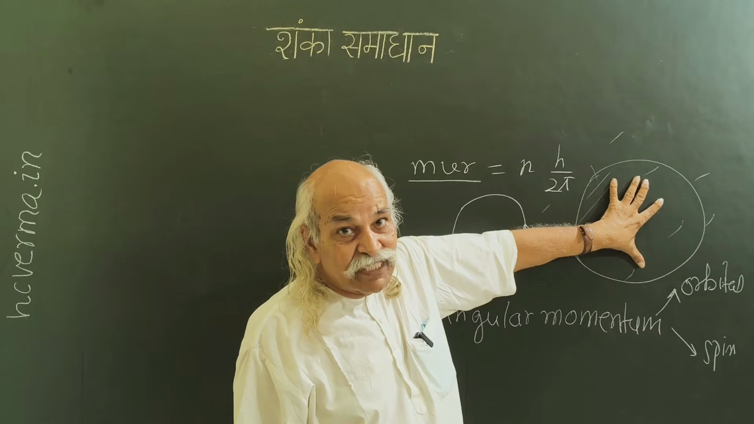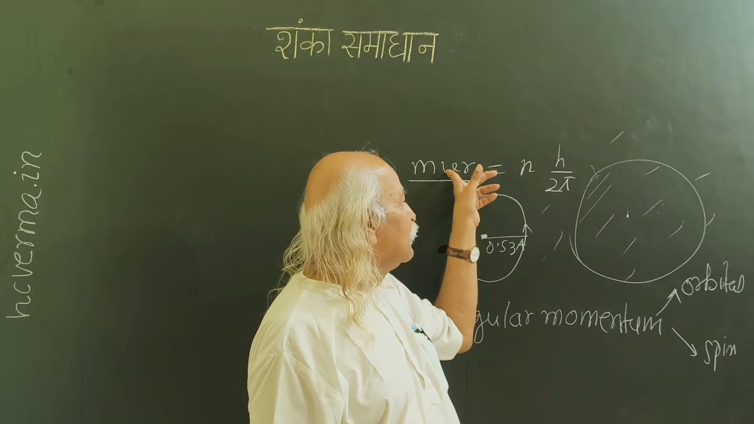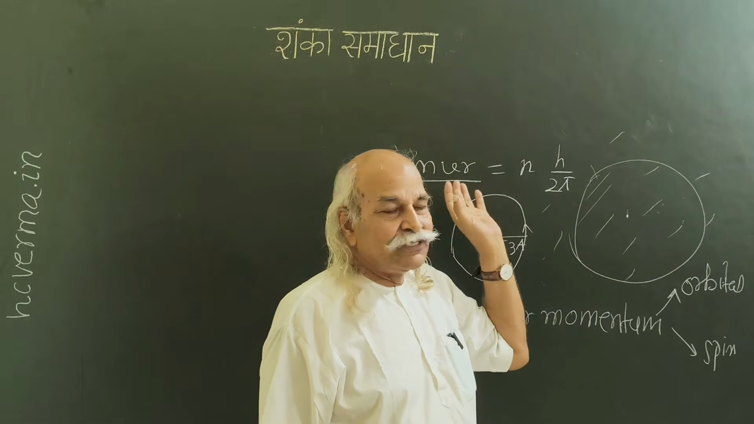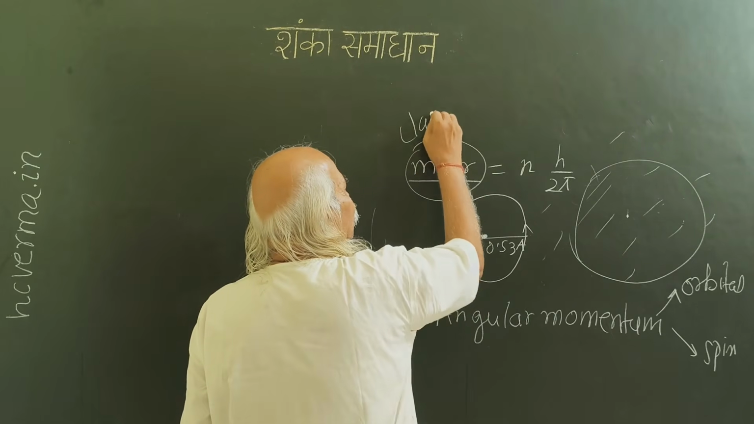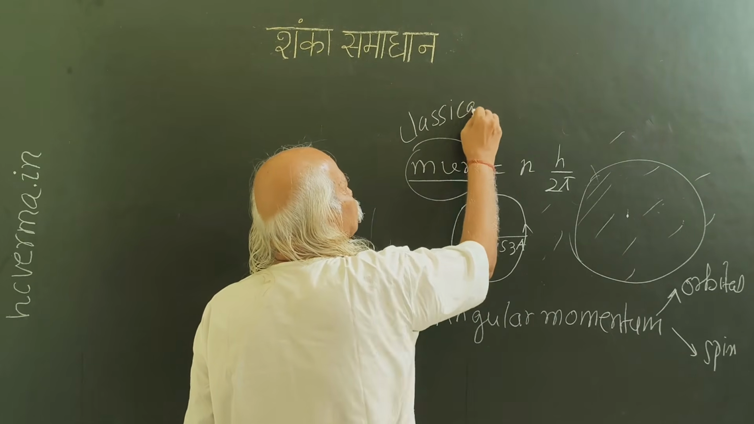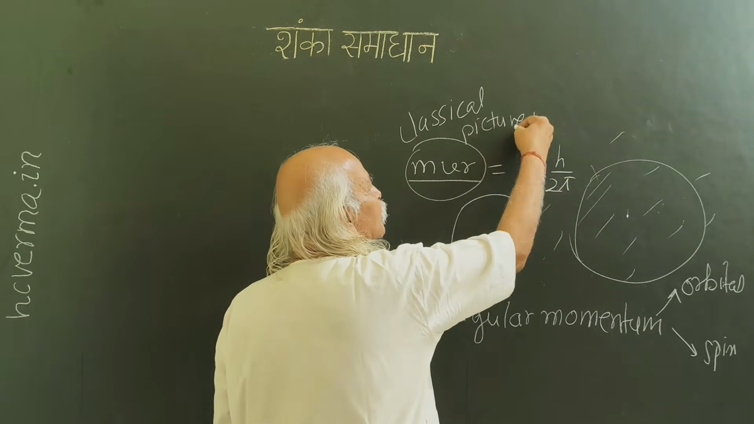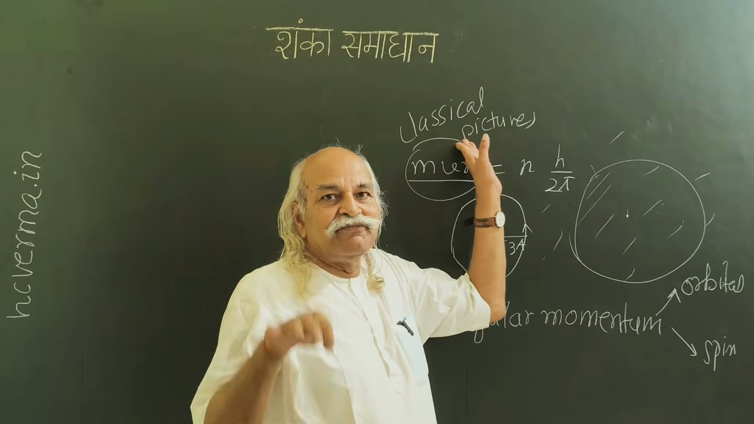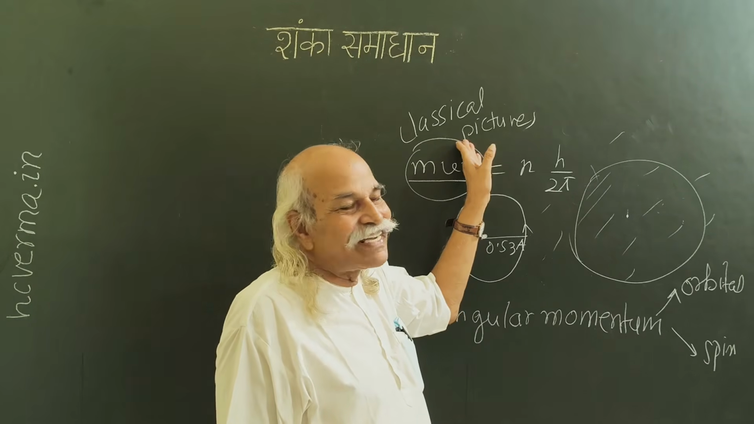So you do not have r, you do not have v, and of course mass is there. So this description is a classical picture. Many times classical pictures are very good even for quantum phenomena, but many times they are not. And here they are not.